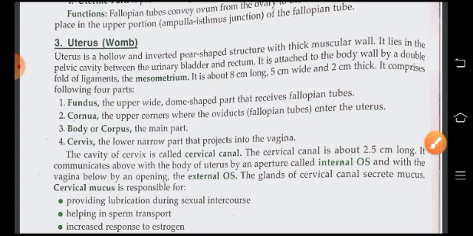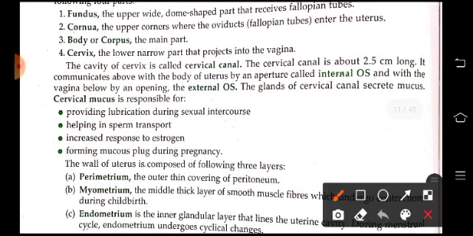Now the cavity of the cervix is called the cervical canal, and the cervical canal is about 2.5 centimeters long, and it communicates above with the body of the uterus by an aperture called the internal os, and with the vagina below by an opening, the external os.